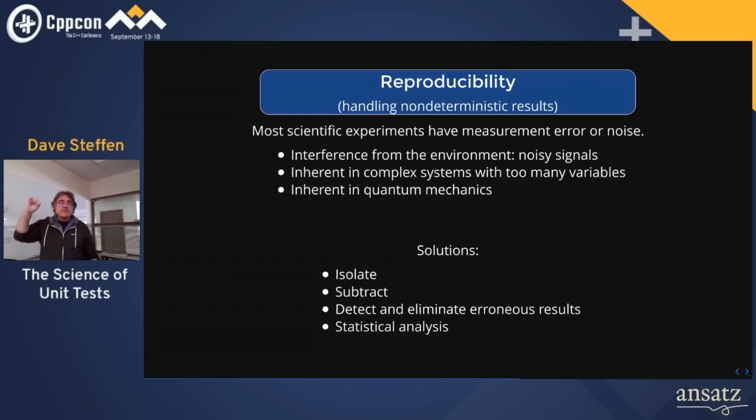So science has developed ways to handle this. And the 4 obvious ones are that you either do a better job of isolating yourself from the real world. You measure the signal you don't want and subtract it. Think noise canceling headsets, right? There's a signal you want, and you have a separate thing to measure the signal you don't want, and you subtract it. If you can't do those, maybe you can at least detect that there's a problem and eliminate the erroneous results, mark those as, hey, that doesn't make any sense, and ignore this. Or the last case, everyone's last ditch effort, is statistics.